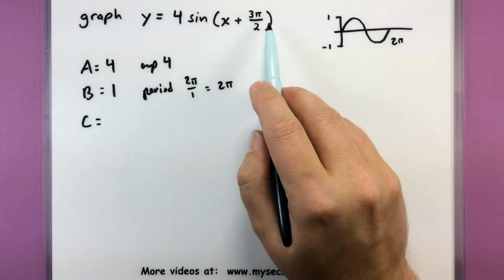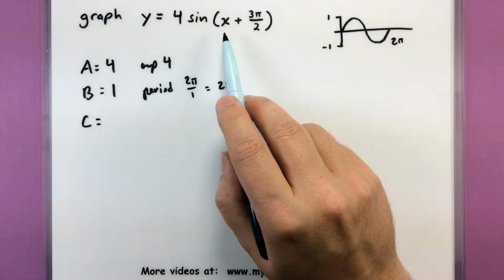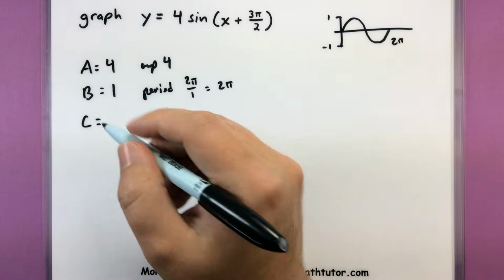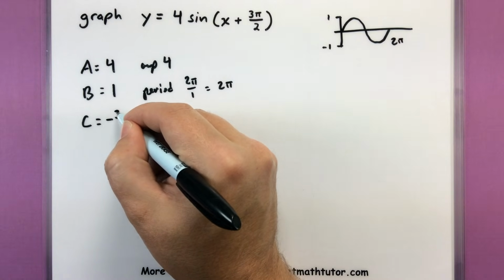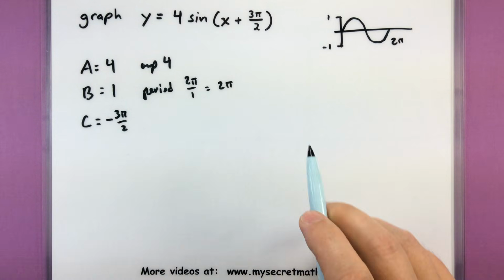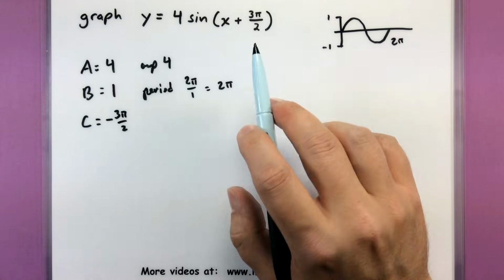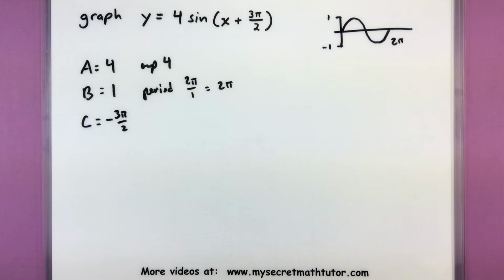C. C would be whatever number this is, or you'd really want to think of it as x minus this number. That's our value of C. Since it's positive, I'm going to mark this as negative 3 pi over 2. So what I'm visualizing here is x minus a negative 3 pi over 2. That way I can get my proper value.